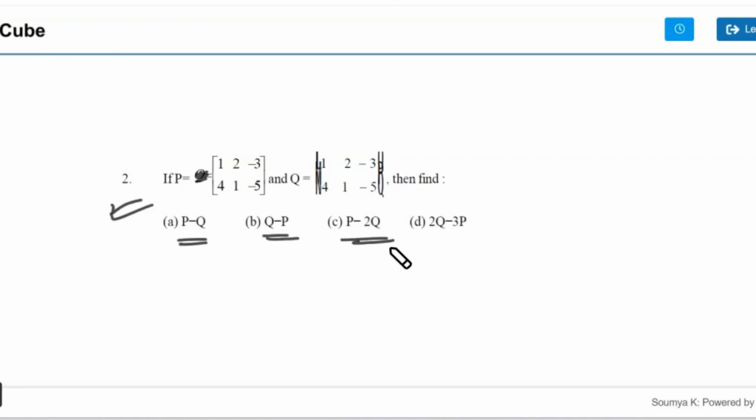Okay, similarly what we did in the first one, P minus 2Q. So first multiply 2 into Q and then subtract from this P. So you will get the solution. Now 2Q minus 3P. So be very careful when you do. 2Q gives you this solution, this 2 multiplied by this matrix, minus 3 into that P. Okay, the resulting matrix will be the solution.